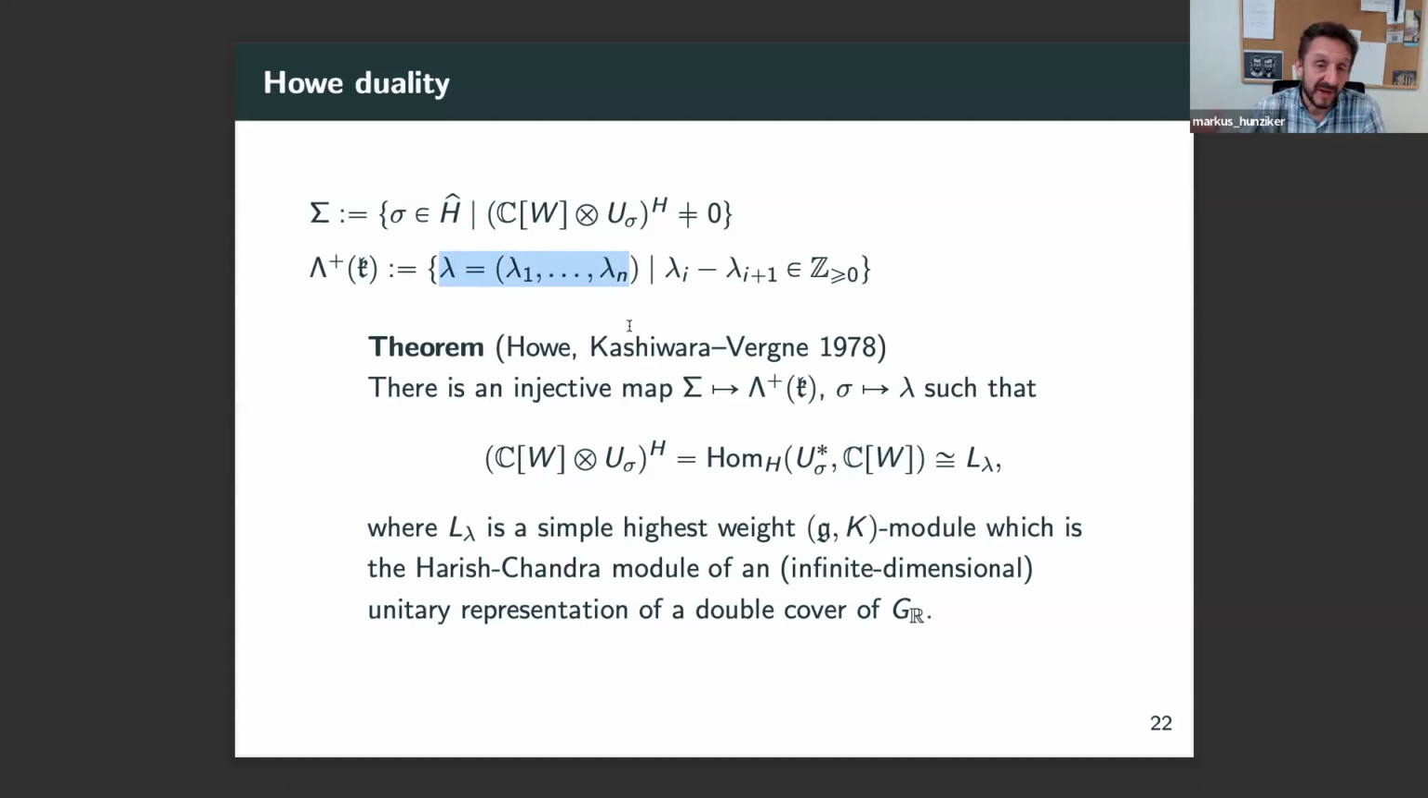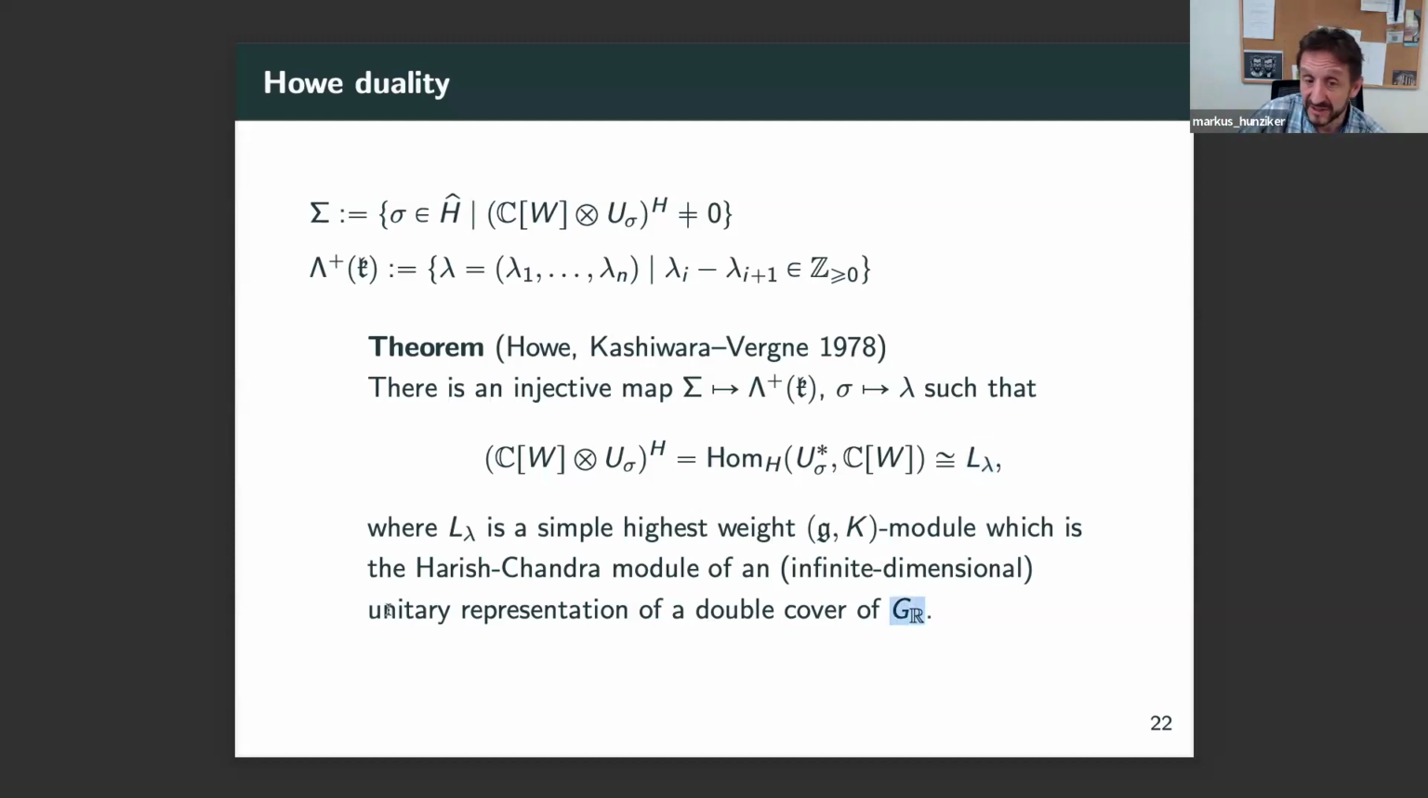Okay. Now, a famous paper by Kashiwara and Vergne introduced what we would also call Howe duality, namely an injective map from this set sigma to these K-dominant integral weights, which I denote by sigma goes to lambda, such that the covariants of type U sigma are, as a module for G via this map that I introduced earlier with the differential operators, a simple module for the Lie algebra G. So remember, this Lie algebra G now acts on the polynomials on W, and it commutes with the H action. So this, at least on the face of it, makes some sense. But this is an irreducible or simple module for G. It's actually a simple highest weight Harish-Chandra module for an infinite dimensional unitary representation of the metaplectic cover of my group GR.